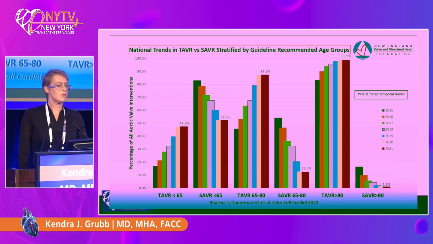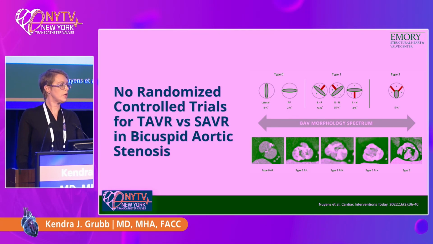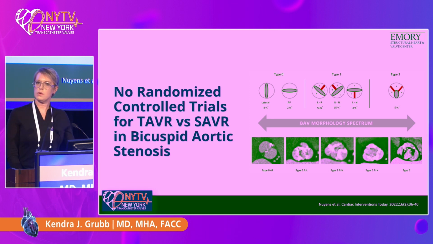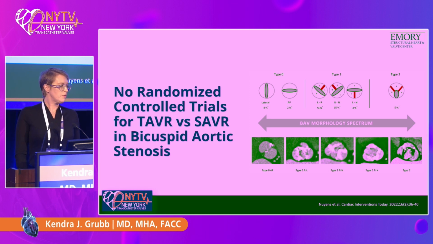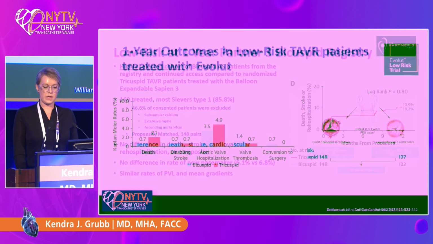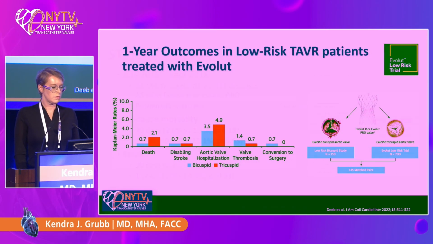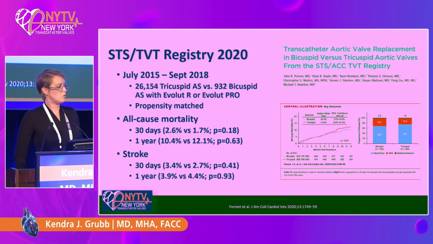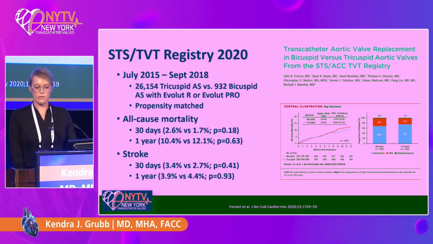As we look at national trends, you saw this earlier, and my patient falls into this young age group, a growing number of patients being treated with transcatheter therapies. We have no randomized data for TAVR versus SAVR in bicuspid aortic stenosis. You also heard this earlier this morning. However, there were registries within each of the low-risk trials that in carefully selected patients, the results are good and not different from the trileaflet valves for both valves, and registry data further supports its use.